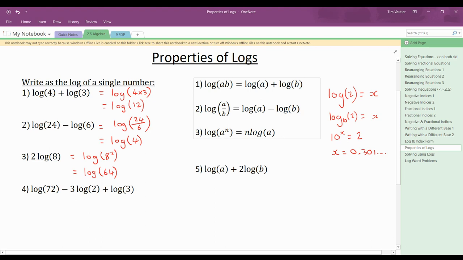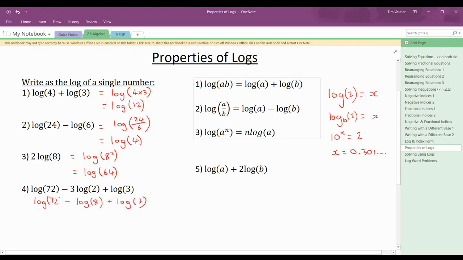Now here we've got a few that we're trying to deal with, and working from left to right here, log 72 take away 3 log 2. Now we can't actually do that straight away. We can't add or subtract things together if we have a number in front of the log. And so we need to deal with this, and we need to write 3 log 2 as a single log. And what we're going to do there, using our third log rule, this is going to become log of 2 to the power of 3, which will become 8. 2 to the power of 3 is 8.